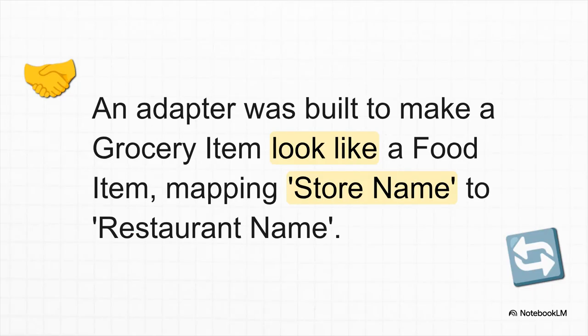So what did they do? Did they rewrite their entire system? No way! They just built an adapter. This little piece of code would wrap around a grocery item, and whenever the old system asked for a restaurant name, the adapter would cleverly hand over the store name instead. Now, this wasn't just a neat coding trick. This was a huge strategic win. It let them pivot their entire business into a brand new market without having to re-engineer everything from scratch.